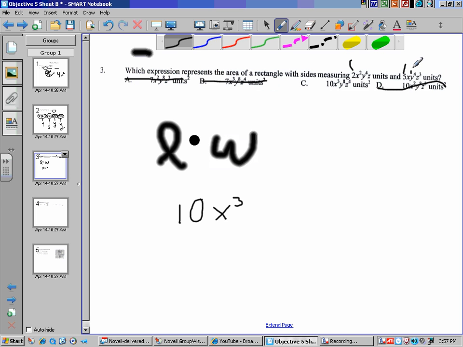I've got y to the 4th and y to the 4th. 4 plus 4 is 8. So I have y to the 8th power. And then z to the 1st and z to the 3. So that is z to the 4th power. And that's where our answer C came up with.